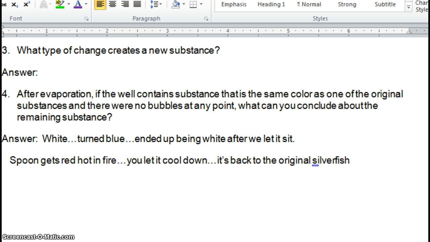silverish color. All right, so think about that. Did we change the spoon? Or is it still a spoon? We made it red hot, like you're in the campfire. Maybe you're making s'mores, and it's red hot. You take it out. You let it cool. It's back to the original color. So is it still the same metal? Is it still the same spoon? Therefore, would it be physical or chemical change?